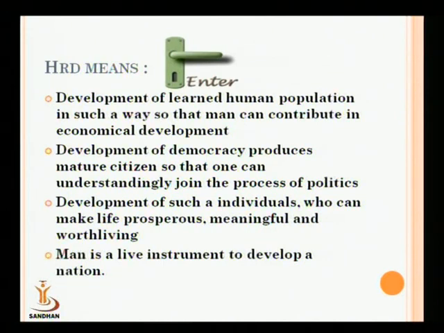What actually does human resource development mean? Number one, development of a learned human population in such a way that man can contribute to economic development. Number two, development of democracy produces mature citizens so that one can understandingly join the process of politics. Number three, development of such an individual who can make life prosperous, meaningful and worth living. And last, man is a living instrument to develop a nation.